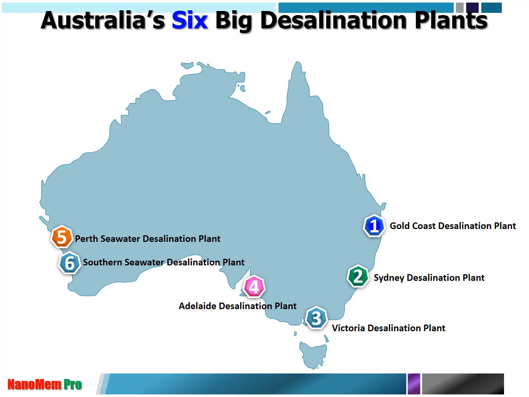During the millennium drought, 2000 to 2010, most desalination plants were built. The first one is the Gold Coast desalination plant, the second is the Sydney desalination plant, the third is the Melbourne desalination plant in Victoria, then the Adelaide desalination plant, the Perth desalination plant, and the Southern Seawater desalination plant. So we have 6 main desalination plants. Most of them were built in 2005 to 2010.